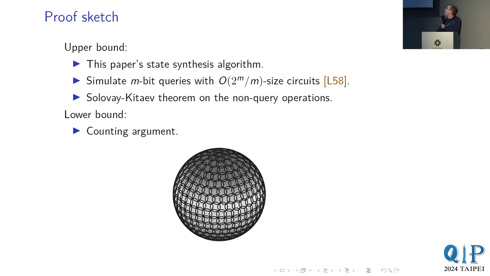So for the proof of the upper bound, again, just start with this paper's state synthesis algorithm. Lupanov proved that any function from m bits to 1 bit can be computed by a circuit of size order 2^m / m. So just plug this circuit implementation into the oracle, and you get a similar size circuit for constructing an arbitrary state. And the lower bound is just a counting argument. There are lots of states, but only so many small circuits over a universal gate set.